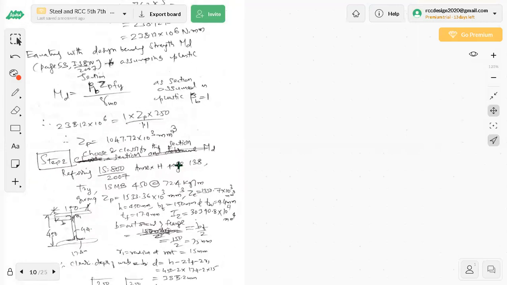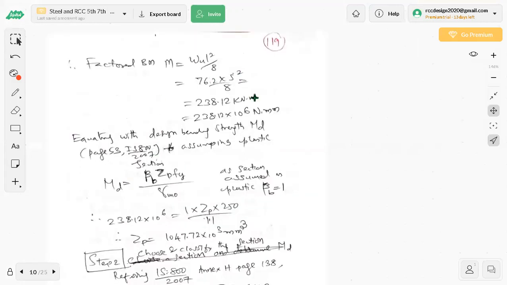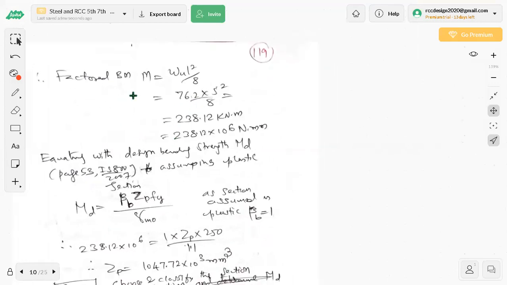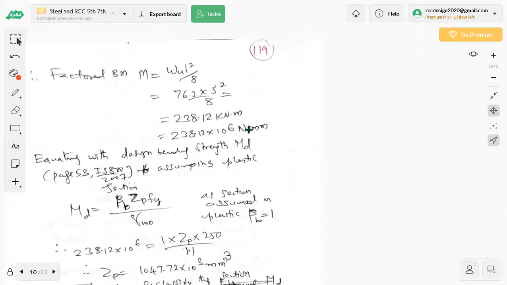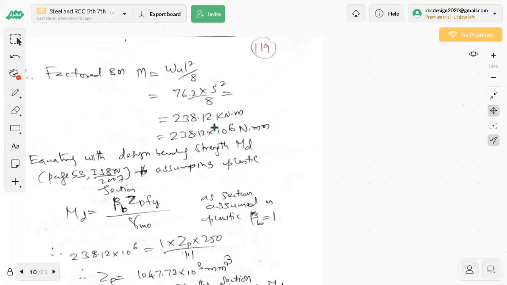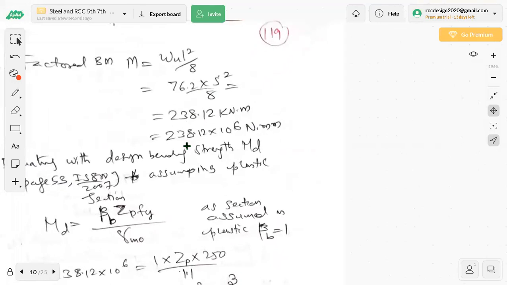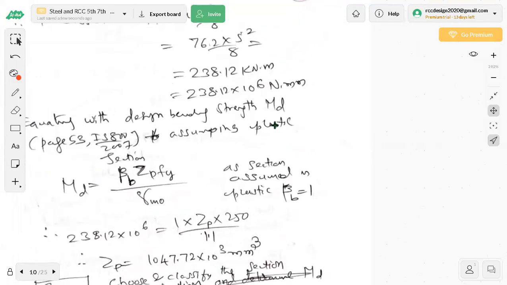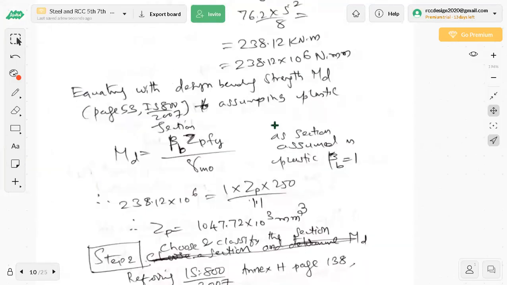Now observe what I will do. Simply I will find WL square by 8. Therefore, factored BM is WL square by 8. Span was given as 5 meters. So 238.12. So 238.12 into 10 raised to 6 Newton mm. Convert it into Newton mm.